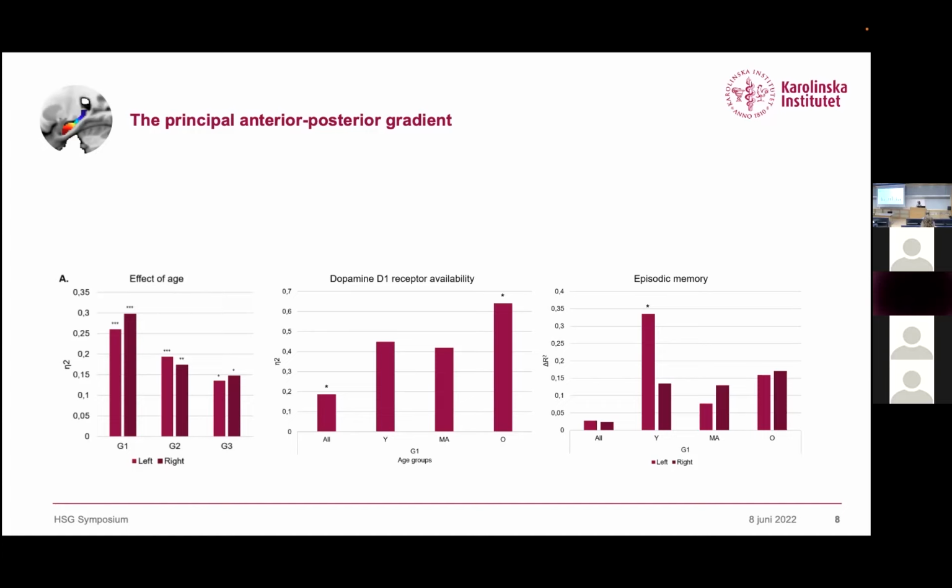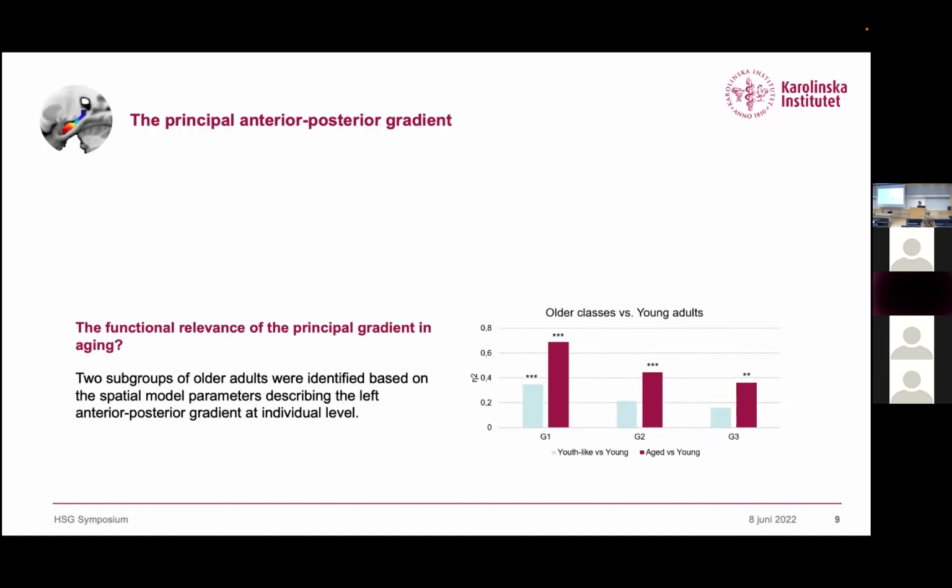But then we wanted to know, okay, so this gradient is also evident in middle-aged and older adults. It's age sensitive and it's related to dopamine in older adults. So is there a functional relevance of this gradient in aging? So we used latent class analysis to see if we can identify groups of older adults that differ on the gradient properties of this first principal gradient.